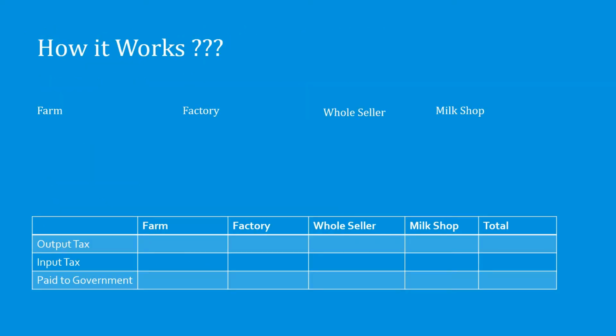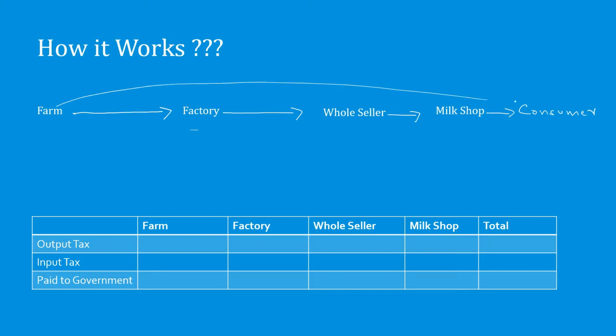In order to better understand how value-added tax works, let us take the example of the milk industry. What happens in the milk industry? A farm produces milk and sells it to who? A factory. Factory then sells the same milk to what? To a wholesaler. From wholesaler, the milk reaches to what? To a milk shop. And from milk shop, it reaches to who? To consumer. So what is this whole process? Starting from farm to consumer. This is called supply chain.